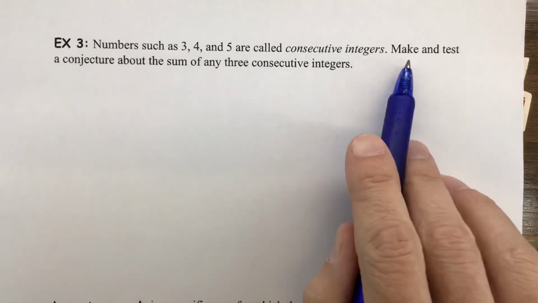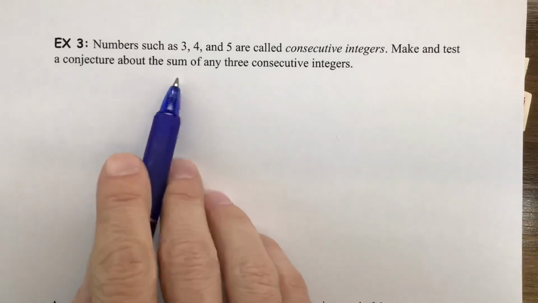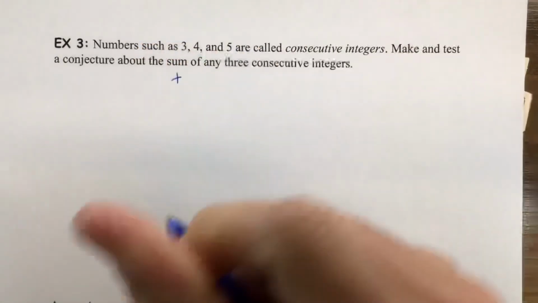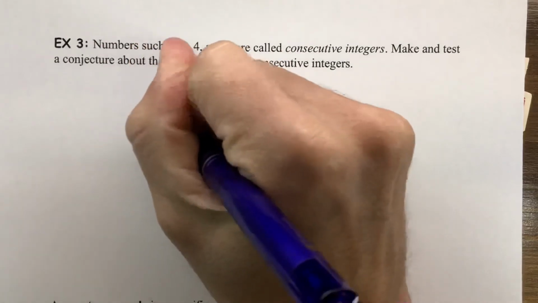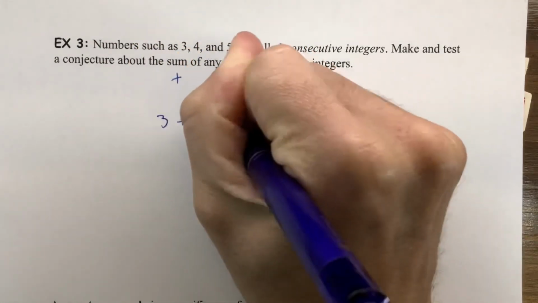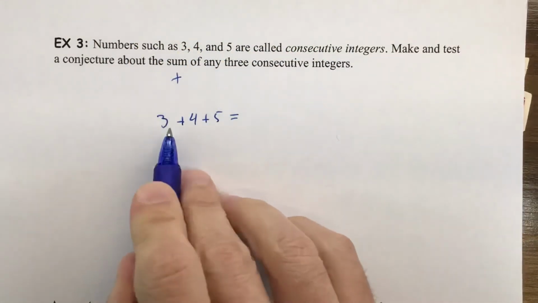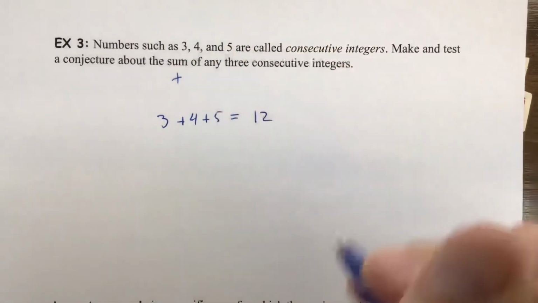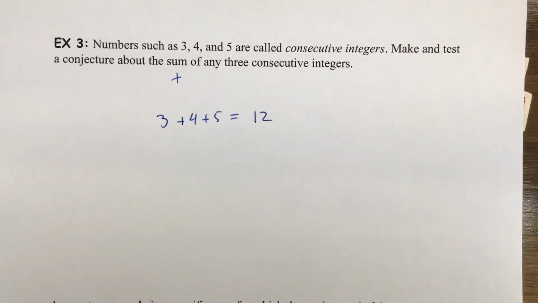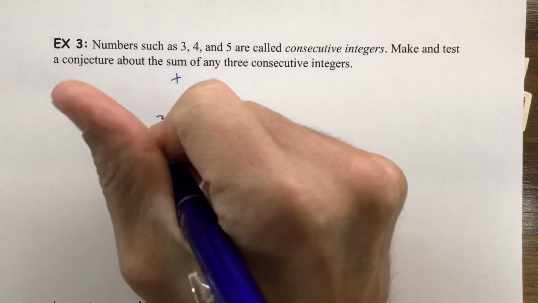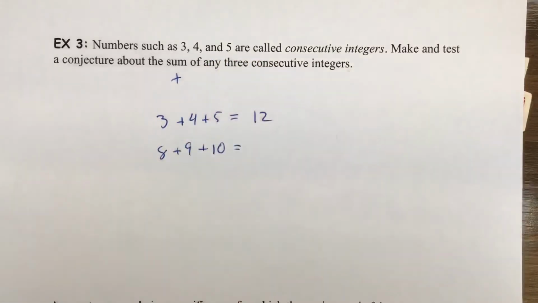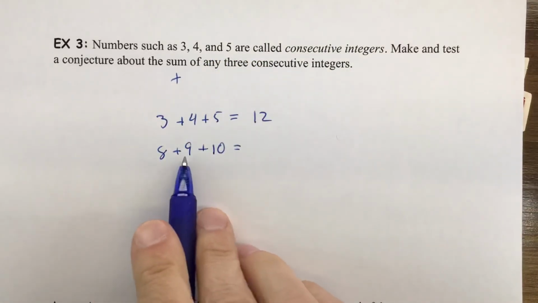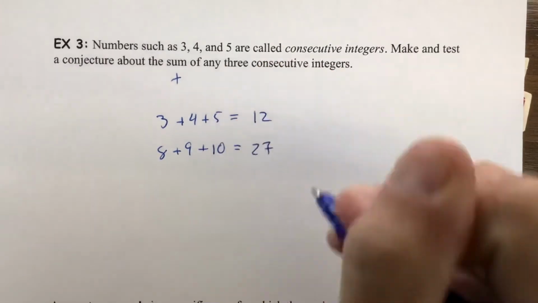What we're going to do is make and test a conjecture about the sum, that would be addition, of any 3 consecutive integers, right? So 3 plus 4 plus 5 is going to turn out to be, let's see, 7 plus 5 is 12. Okay, that would be the sum of 3 consecutive integers. Now I could make up another example. Let's do 8 plus 9 plus 10. And that one would be 17 plus 10, which is 27.